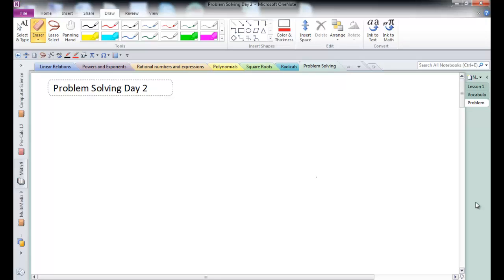Hello and welcome to day 2 of our problem solving unit, geometric problems. Today we'll solve word problems involving the perimeter and area of triangles and rectangles. Let's start with a little vocabulary.